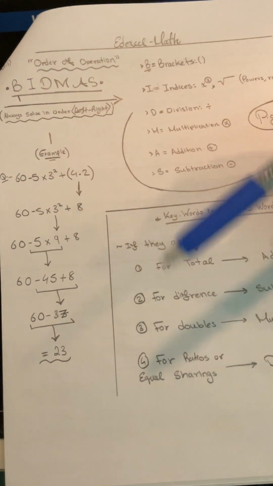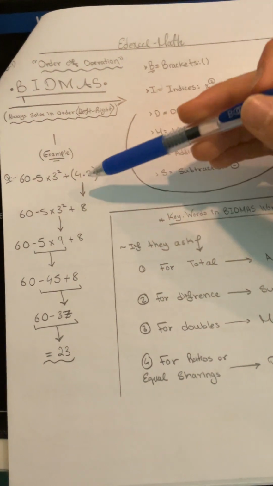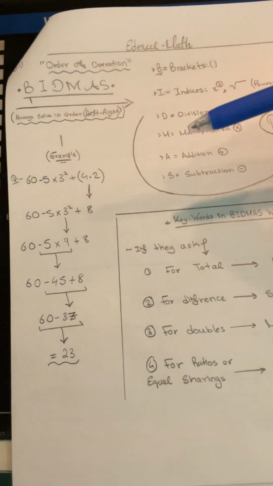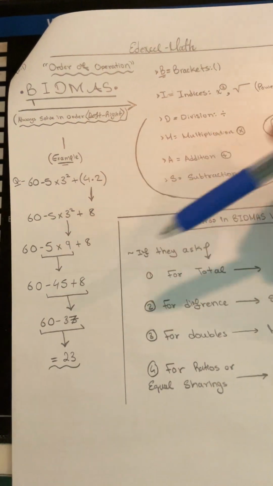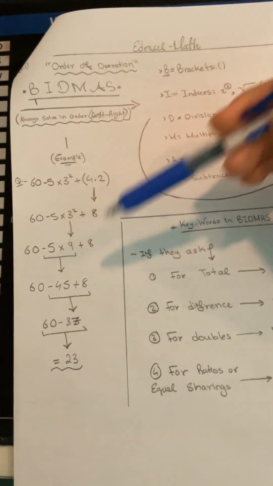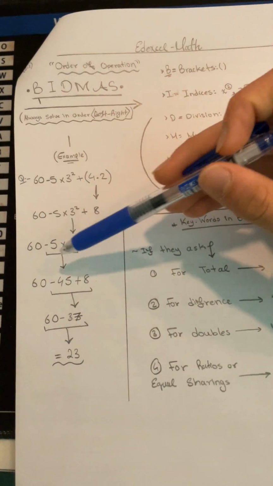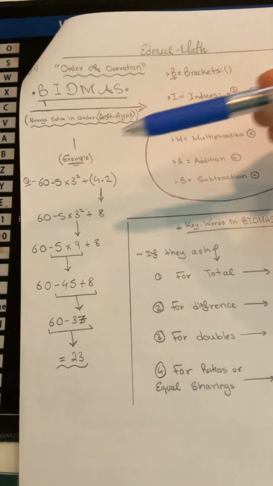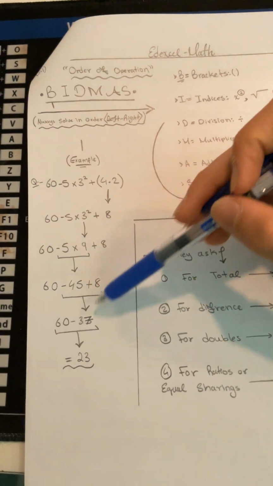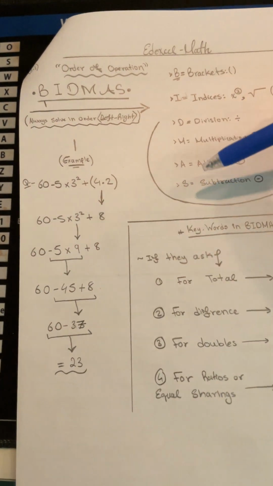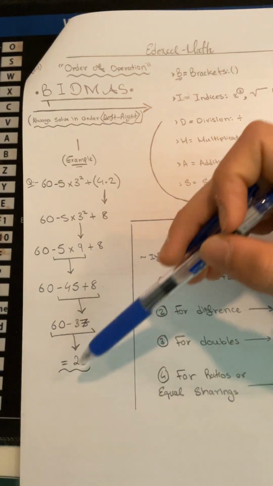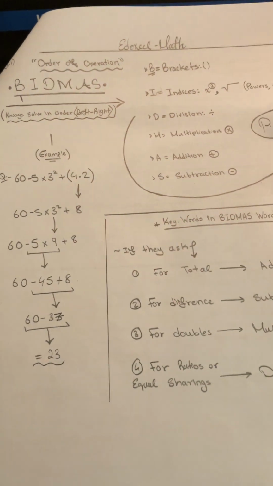So start with brackets, 4 times 2, 8, then indices, 3 to the power of 2, 9, then division. As you can see, there is no division, so go to multiplication. Negative 5 times 9, negative 45. Then addition, negative 45 plus 8, negative 37. And then subtraction, 60 minus 37, 23. As easy as that, alright?